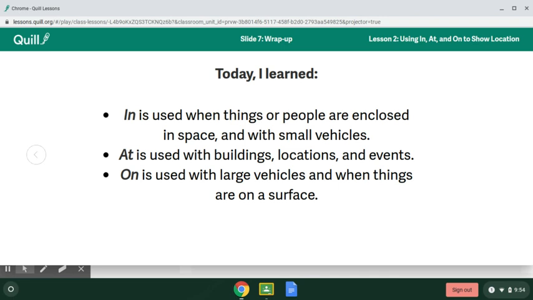What you're going to do now is you're going to go do the activity for today. The activity is called at, in, on, this time with place.